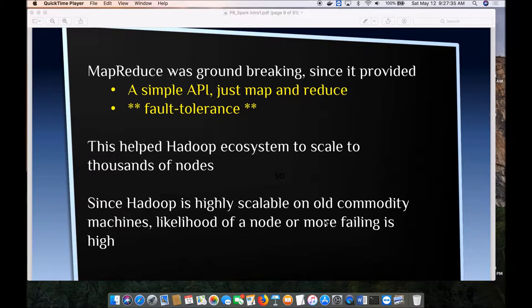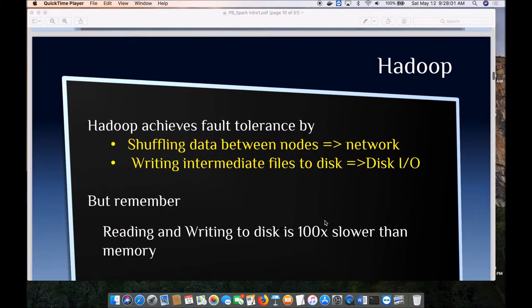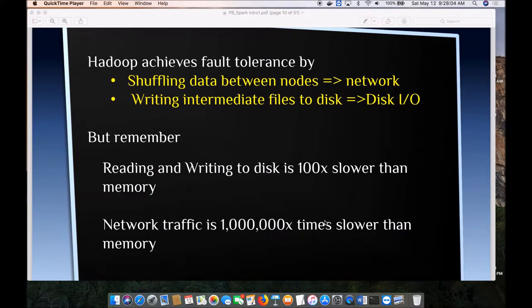Mapper, the facilities for combiner, the facilities for avoiding a reducer, the facilities for partitioning, all these things, fantastically they created MapReduce. This helped Hadoop ecosystem to scale to thousands of nodes. The likelihood of a node failing is very high. That is why they created duplicate copies of the data, right? Now look at some of the problems and advantages versus disadvantages.